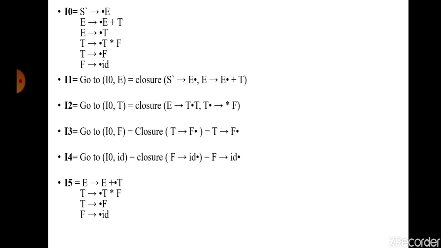In case, while we are moving the dot position from left to right, if there is a non-terminal present after the dot, we have to write the productions for that particular non-terminal from I naught as they are. If a terminal appears after the dot, there is no problem. If a non-terminal appears after the dot, we write the productions of that non-terminal from the I naught set as they are.